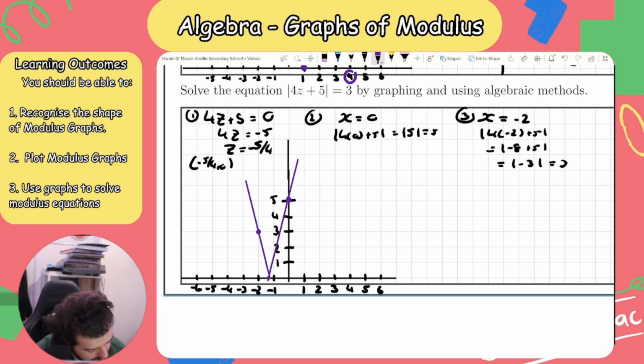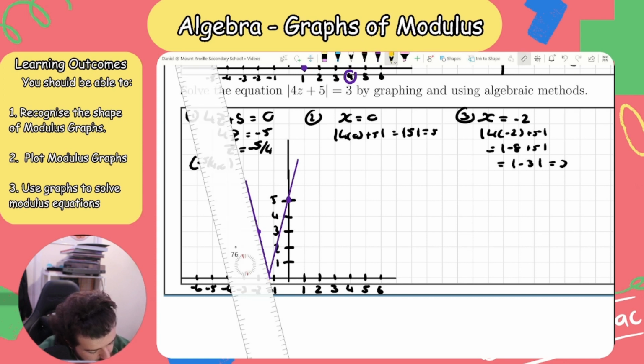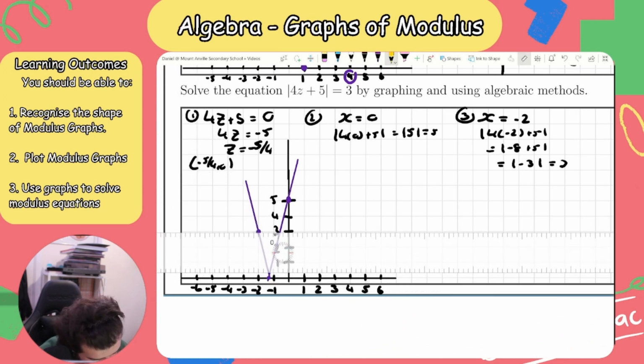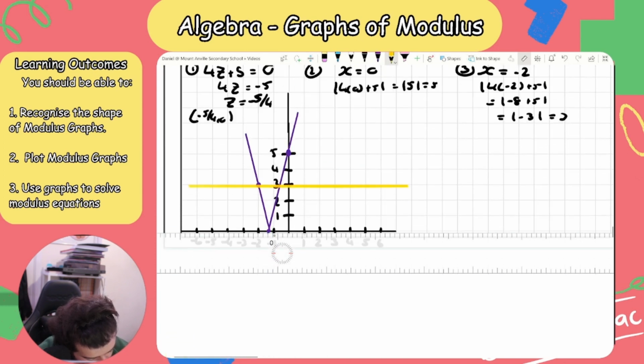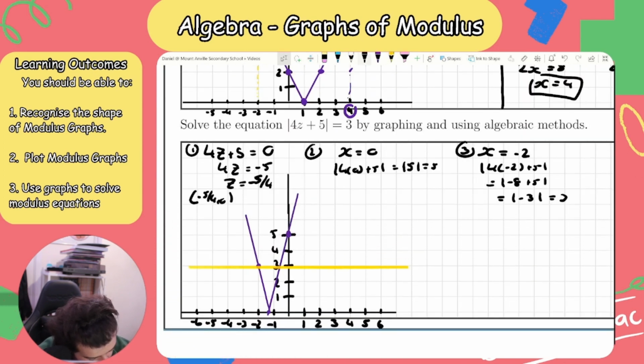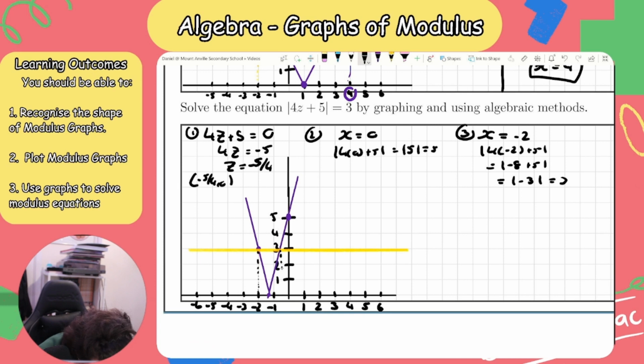x equals minus 2 gives minus 3, yeah. Right, so now it's asking me here to solve for when my modulus is equal to 3. So draw across here. Well, we found out here it works when x is equal to minus 2. And then I'm getting here when x equals like minus a half. I think that works. So I have x is equal to minus a half and x is equal to minus 2.